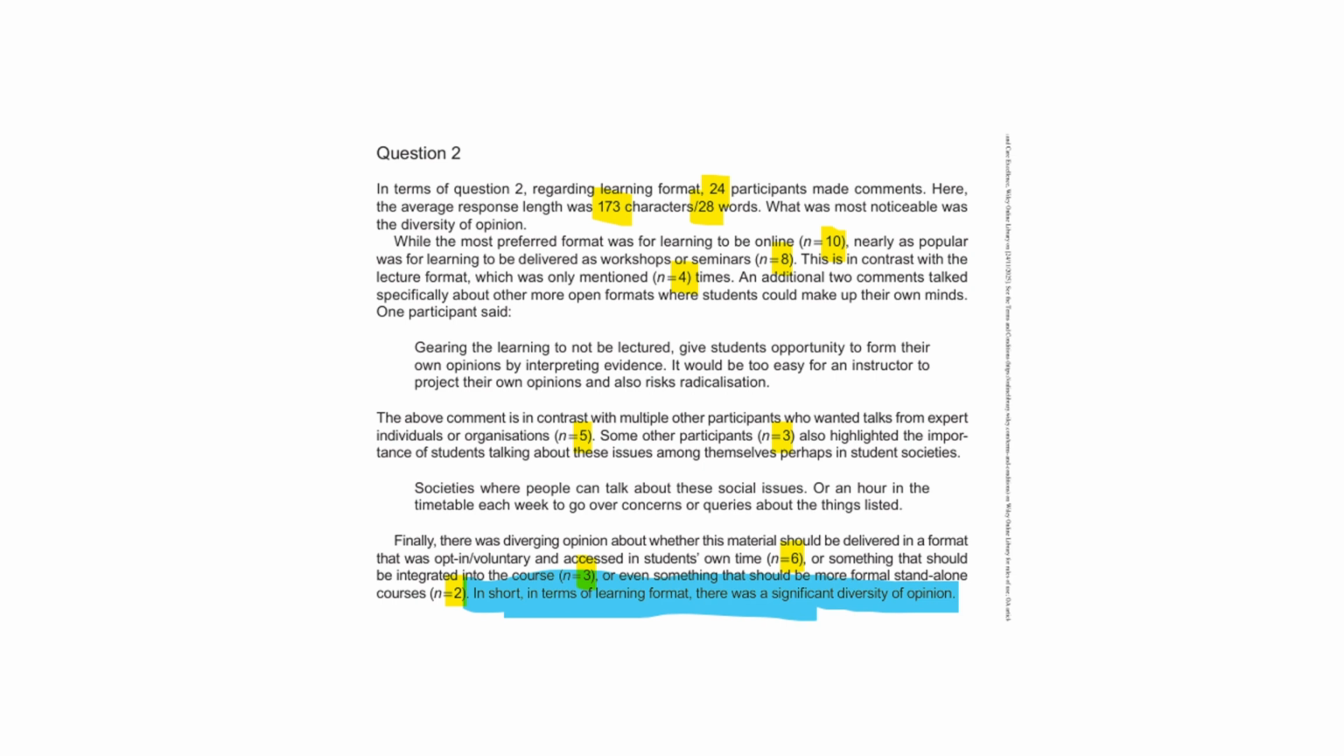As it says there at the end in blue, in short, in terms of learning format, there was a significant diversity of opinion. I think that's definitely true to say amongst just those 24 participants. There was a lot of variation in what people said, even in that really thin data. On average, people just gave us 28 words. Really thin data. And yet we got all this information out of it.